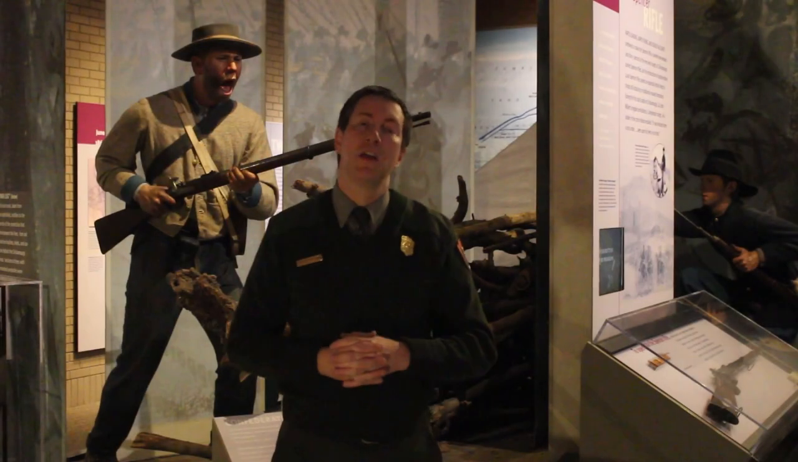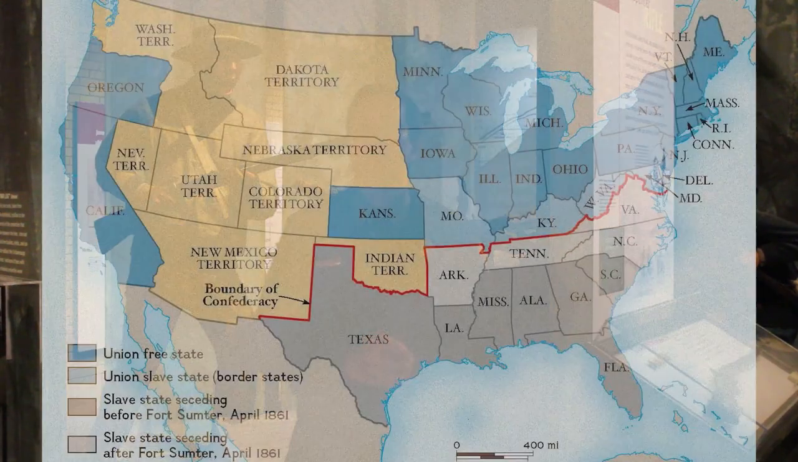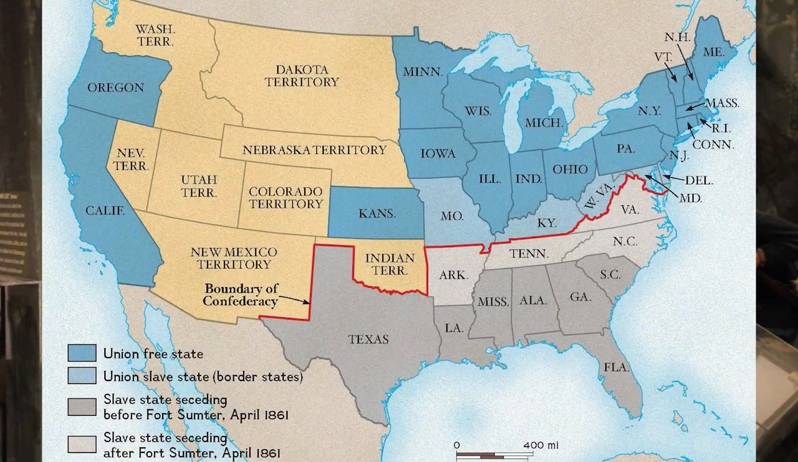So hopefully you finished labeling your map. Let's go over those states to make sure that we got those correct. So let's start out west. We have Texas, Louisiana, Arkansas, Mississippi, Tennessee, Alabama, Florida, Georgia, South Carolina, North Carolina, and then finally we have Virginia. So if you got those 11 states, good job.